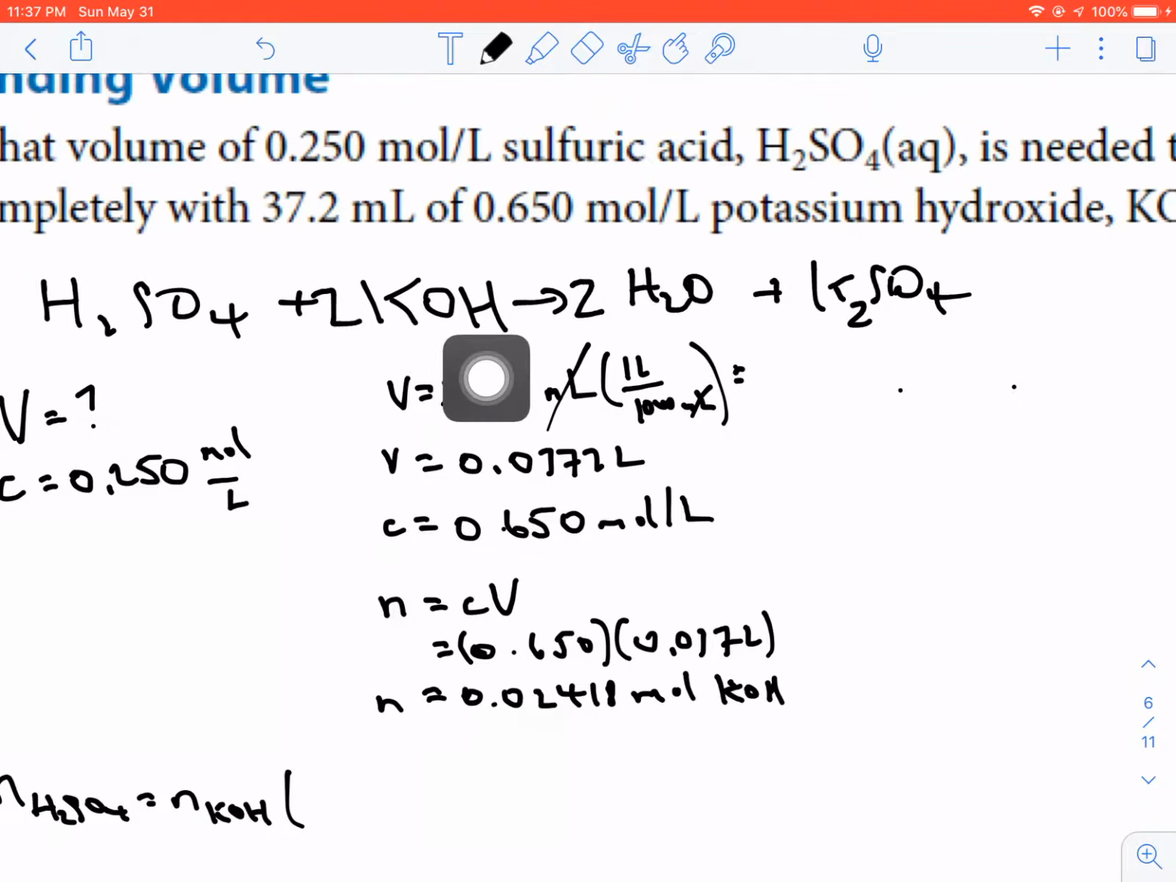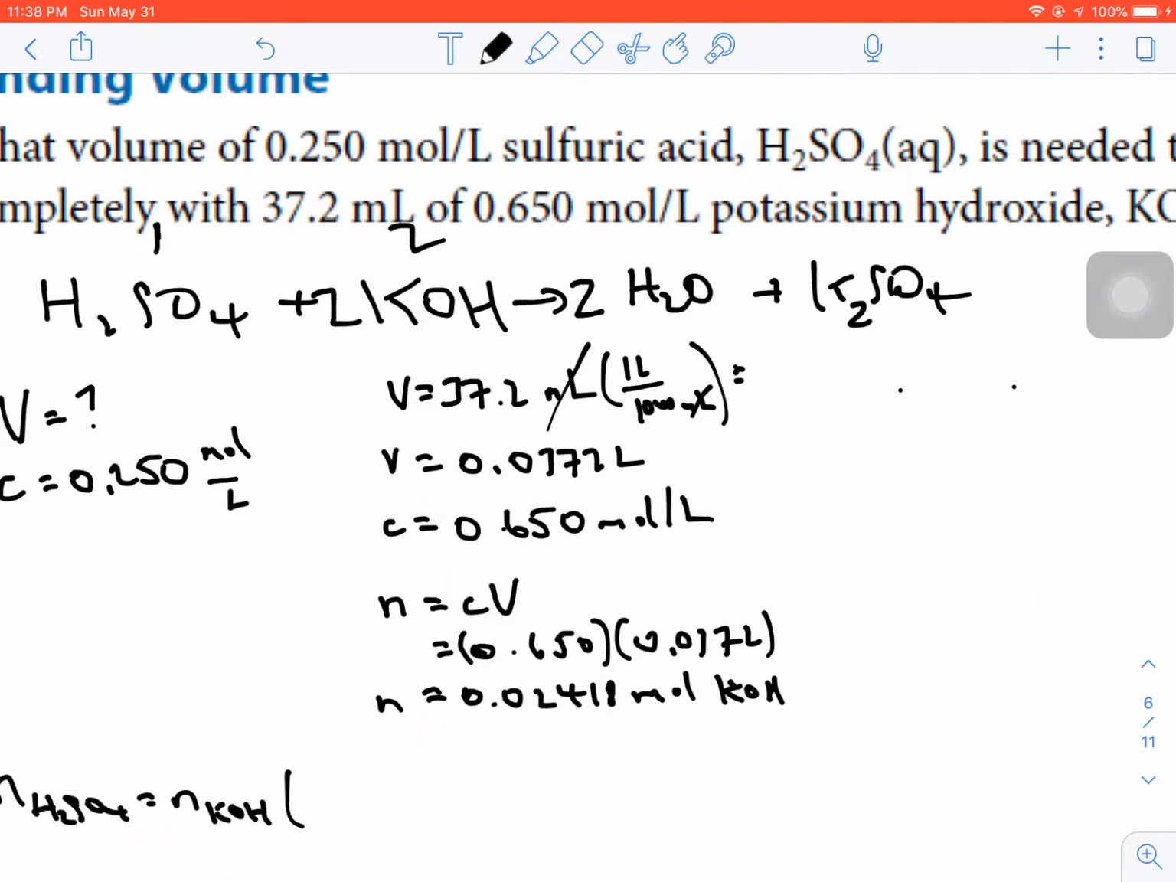Now if I double check my balancing, I've got 2 hydrogens on this side, and 2 more hydrogens. I have 4 hydrogens on the left and 4 hydrogens on the right. I have an SO4 on the left and an SO4 on the right. And then I have 2 O's here in the KOH, and those 2 O's are there. So it's balanced. But notice that in my balanced equation, I have 1 K2SO4 for every 2 KOHs.